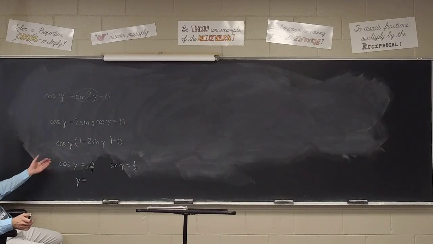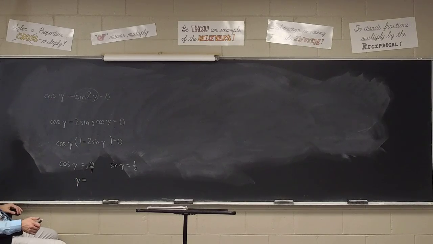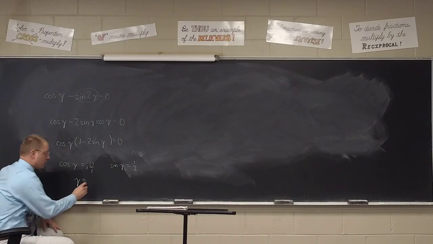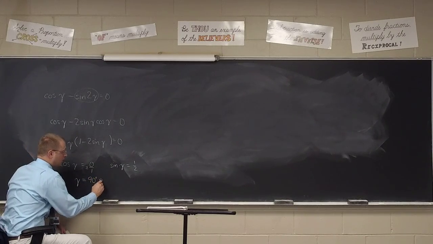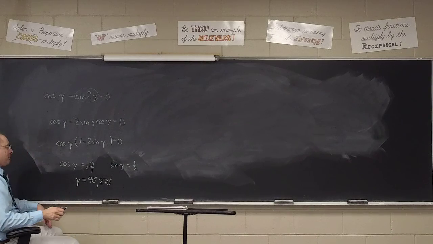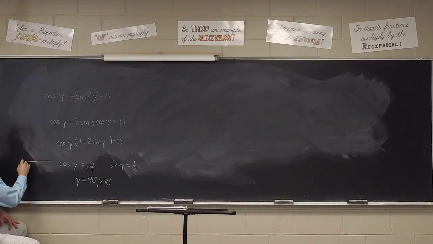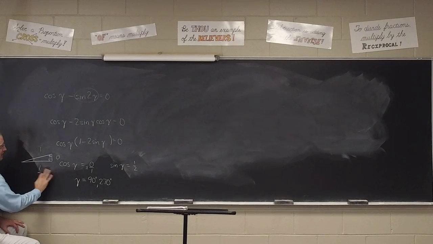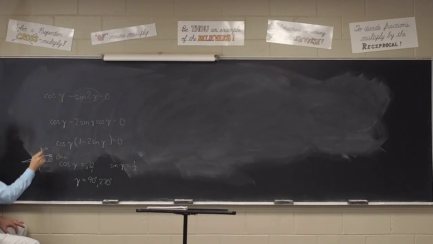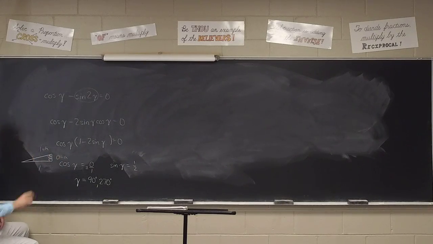So when is cosine 0, class? 90. 90, so I want both. 90 and 270. All at 0. So again, be careful when you draw your triangle. Here's the 0, here's the 90, here's 0, 1, 1. I've got adjacent leg here, and then hypotenuse here. And so that's got to be the 90-degree angle.